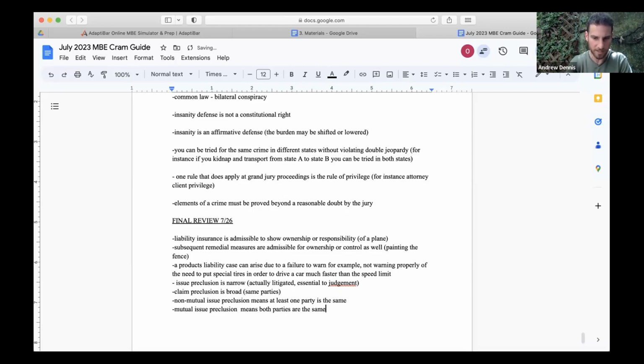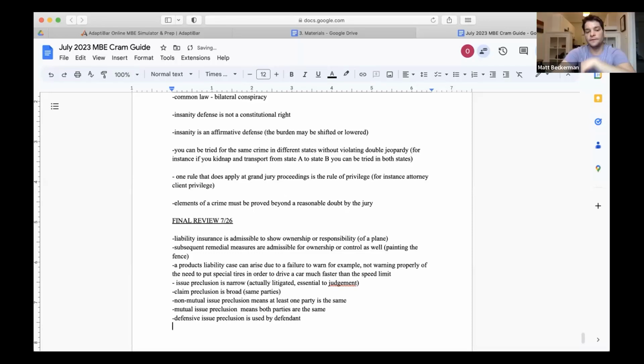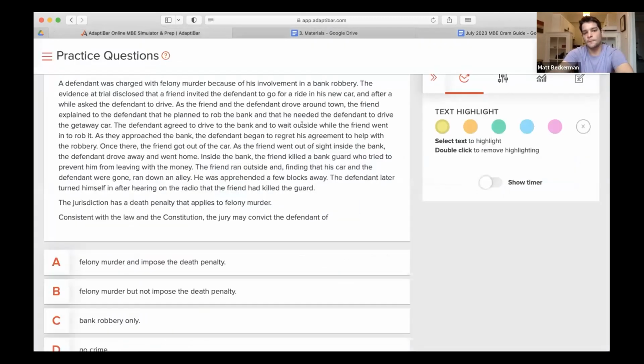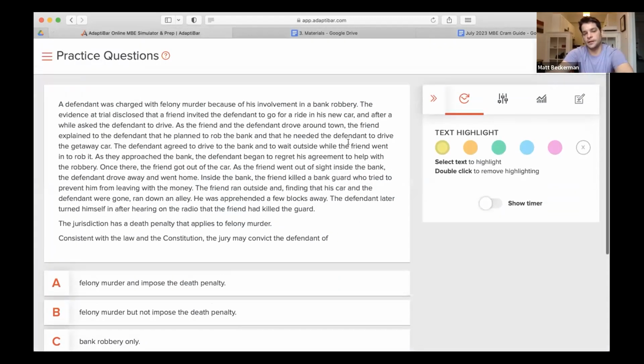And then we said defensive issue preclusion is used by a defendant who's a new party against a claim by someone who was a party to the first action. But it also could be, when you get counterclaims, they can either be defendants or plaintiffs. But offensive is against a defense, defensive is against a claim.